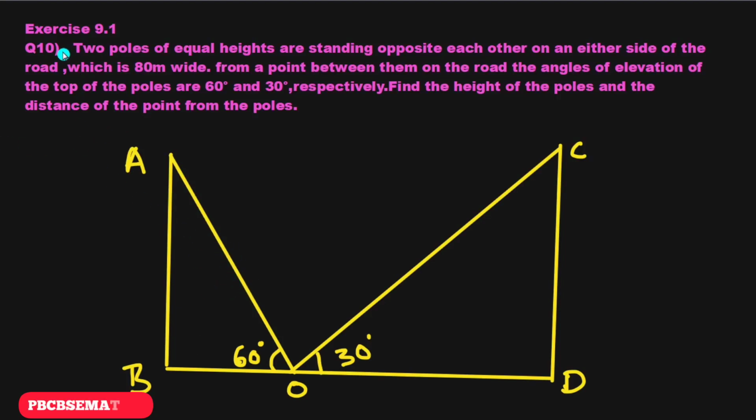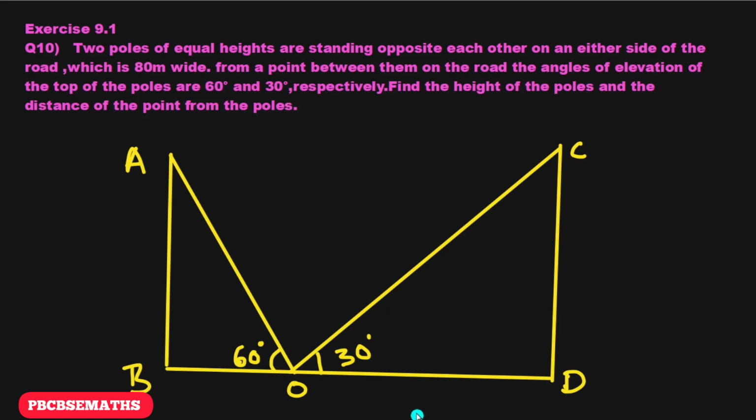Today in this video, I'm going to solve exercise 9.1, 10th main question. The question is, two poles of equal heights are standing opposite each other on either side of the road, which is 80-meter wide. From a point between them on the road, the angles of elevation of the top of the poles are 60 degree and 30 degree respectively. Find the height of the poles and the distance of the point from the poles.